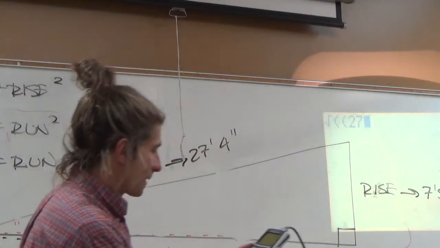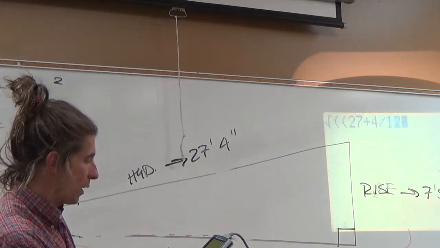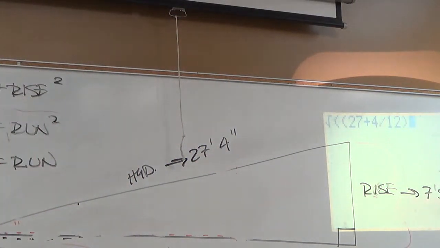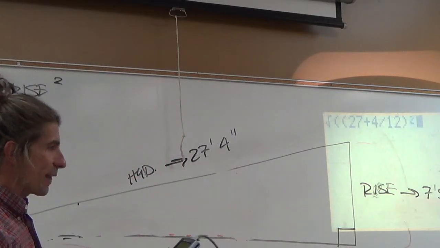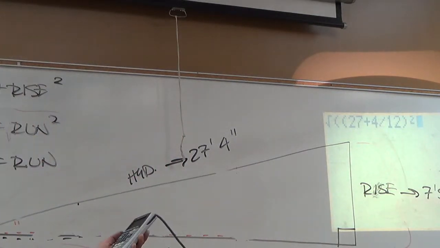So see if you buy this. I'm going to add 4/12, because 4 inches is 4/12 of a foot. You see what I just did? I turned it into a fraction to make sure it's legit. And I'm going to square that. That's the hypotenuse squared. Minus.